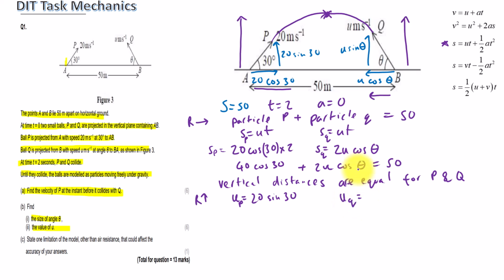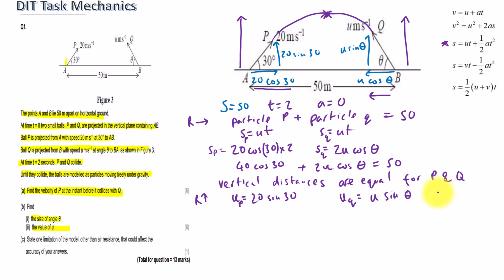UQ is U sine theta. Now you can see what's going to happen. We're going to have to use a simultaneous equation, but can we see we've got sine and cos, and sine divided by cos is tan, so this hopefully will work out right.